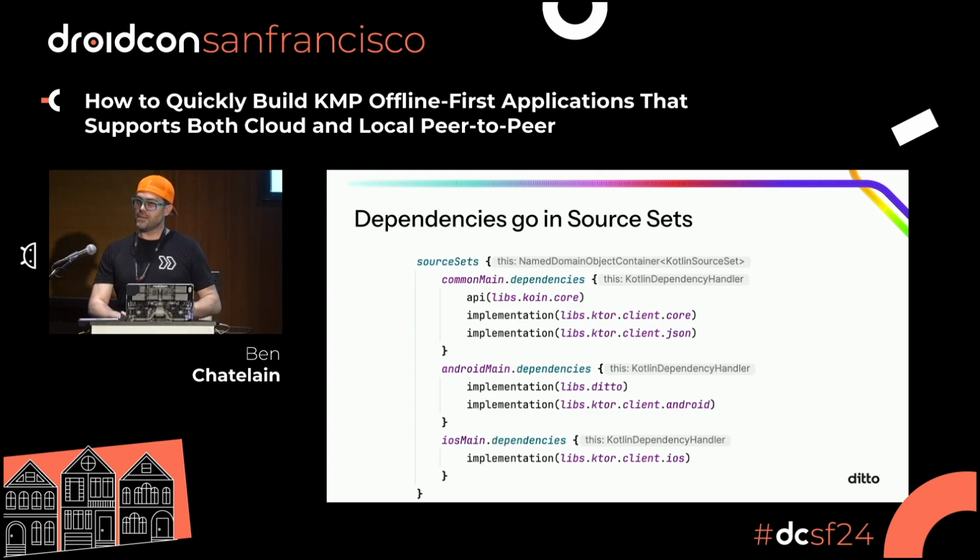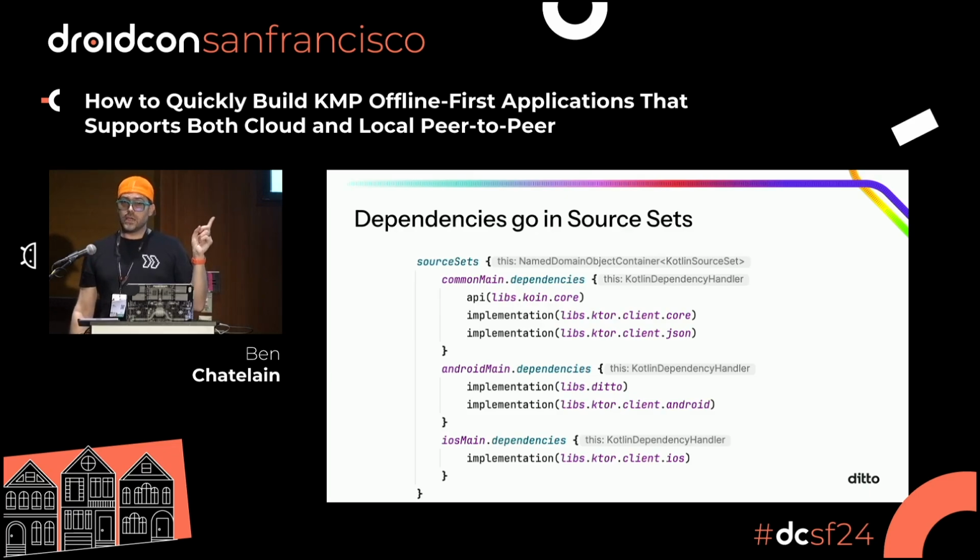I spent a lot of time on the bridging stuff, so to pull in libraries that already exist. In Kotlin multi-platform, there's a source set section and then different configurations for these common main, Android main, and iOS main. And if you support other targets like desktop, you'd have other types of main in here. So this is where dependencies go.